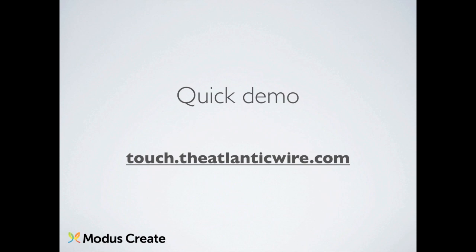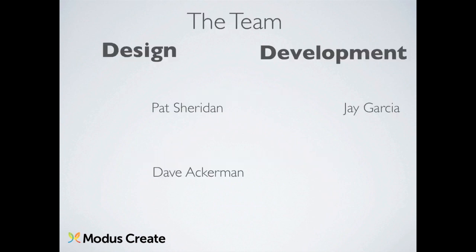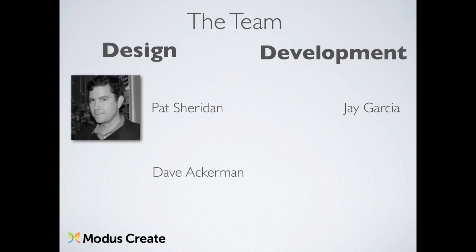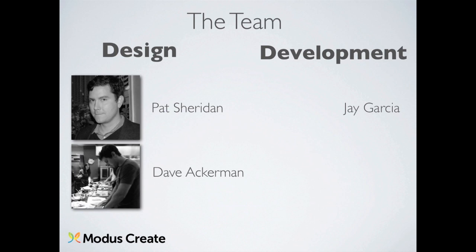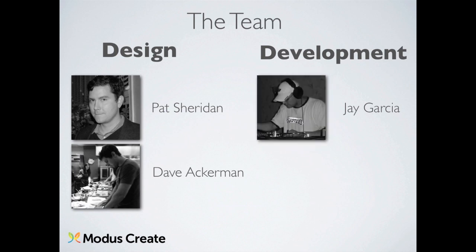All right, so what I'm going to walk you through is some of the code to get from where we saw the carousel to actually viewing an article to the point where we're actually sending off a shotgun blast to their Omniture analytics engine. The design team included Pat Sheridan, who's our CEO. We have Dave Ackerman here as an awesome cook, and myself as a developer.